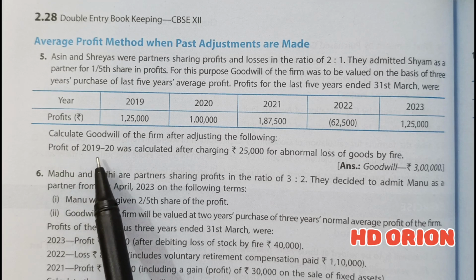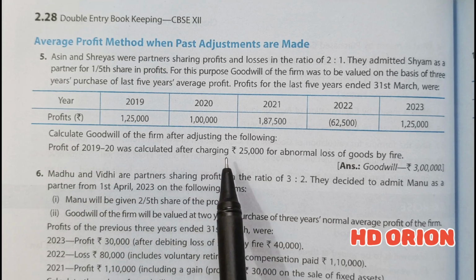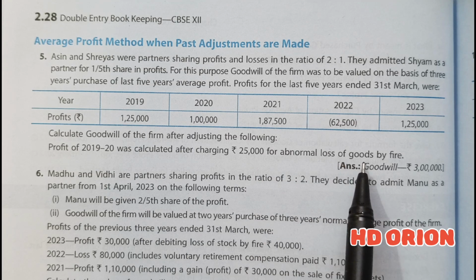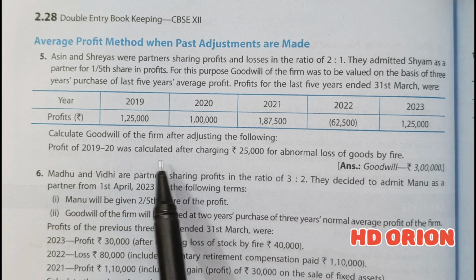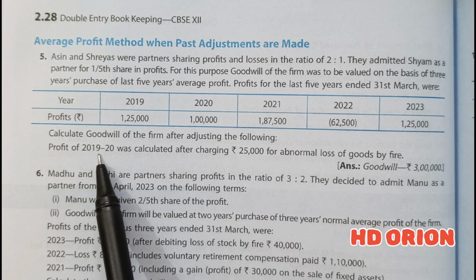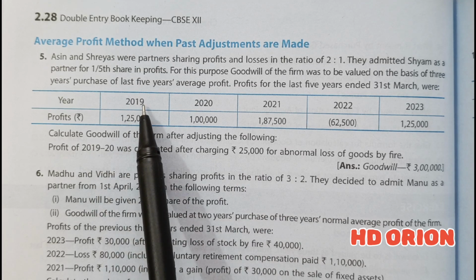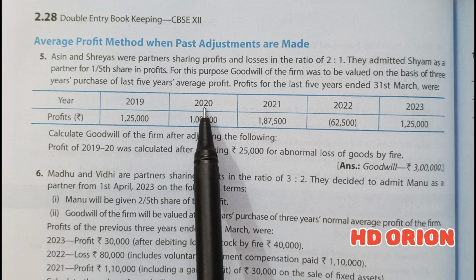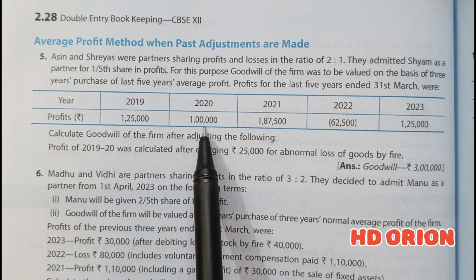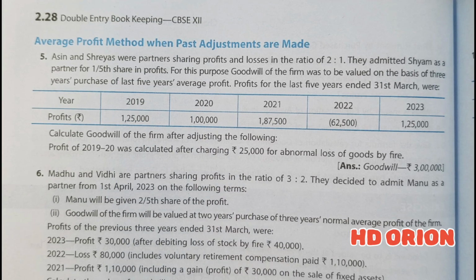Profit of 2019-20 was calculated after charging rupees 25,000 for abnormal loss of goods by fire. So this is the abnormal loss which we have to eliminate in this year, that is 19-20. So which is the year 19-20? This is the year 19-20. So we will adjust this abnormal loss in this particular year only. Let us see the solution.